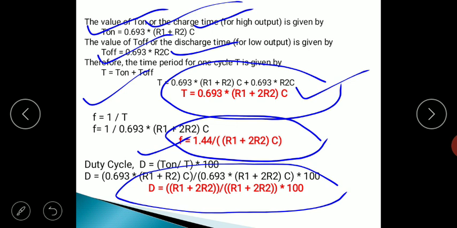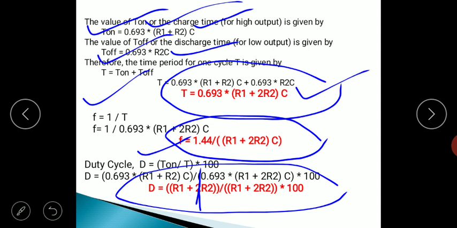That is T on. T on is 0.693 into (R1 plus R2) into C, and total T is 0.693 into (R1 plus 2 R2) into C. So actually there is one small mistake here. D will be R1 plus R2 here. 2 will not come in the numerator. It is (R1 plus R2) divided by (R1 plus 2 R2) into 100%. Right? So duty cycle D is R1 plus R2. This 2 will not be there in the numerator. 2 will be there in the denominator. That is the duty cycle of an astable multivibrator.